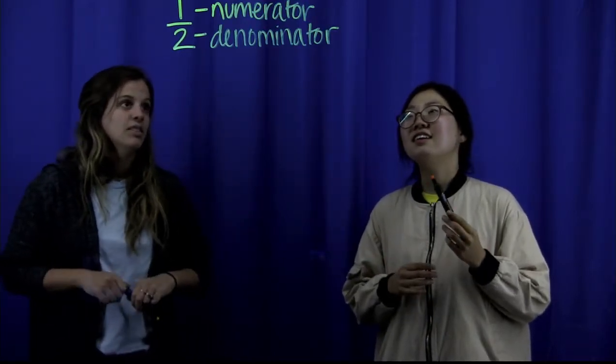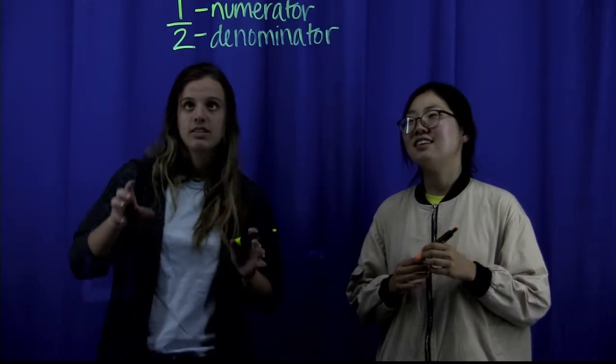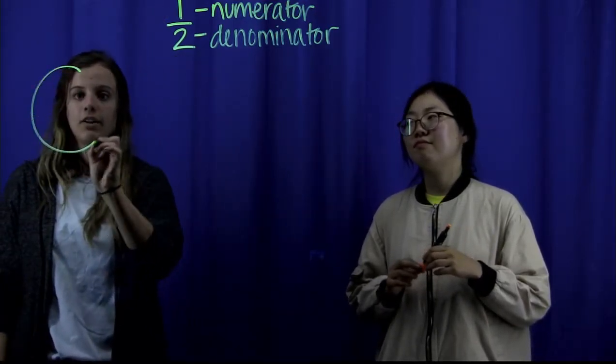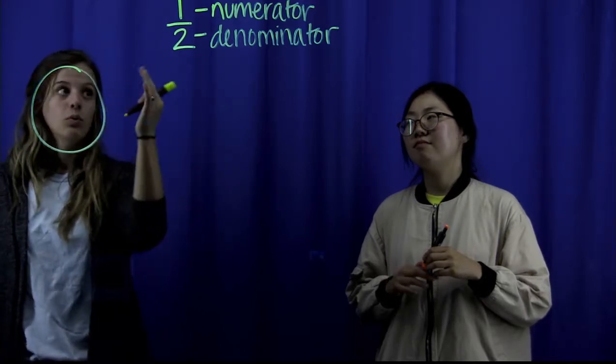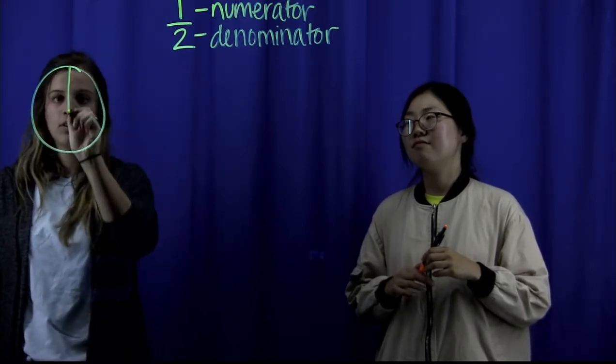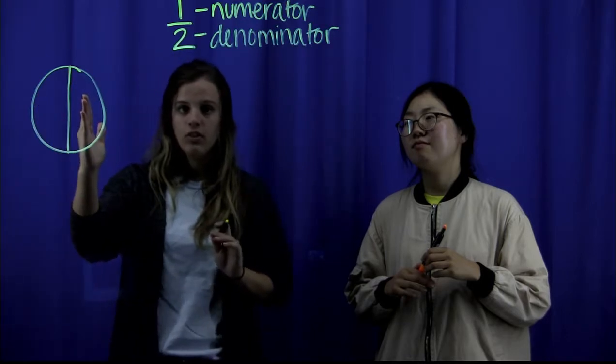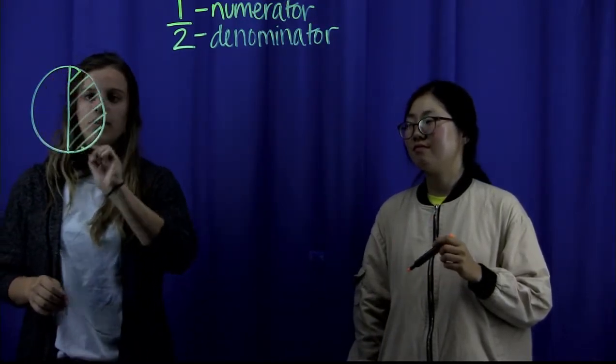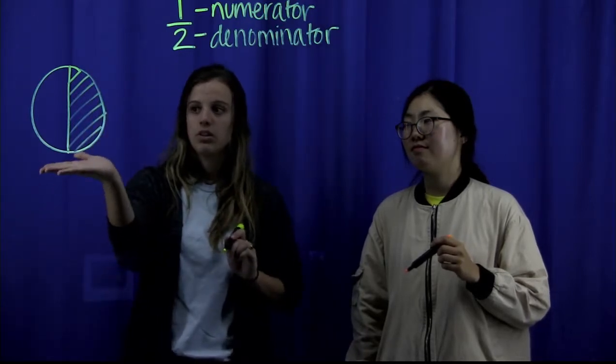Another way to represent fractions instead of in this form, you can draw pie graphs. So for example, with this 1/2, you have 2 parts of a whole, and you only have 1/2 of them. So this represents the parts that you have.